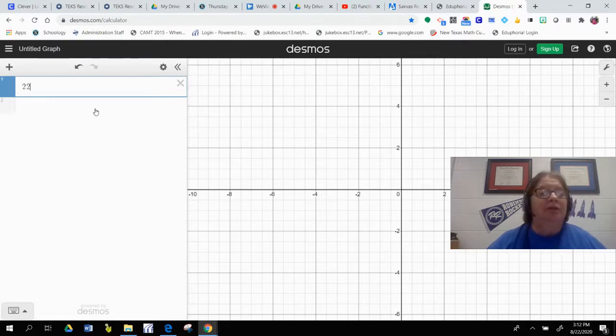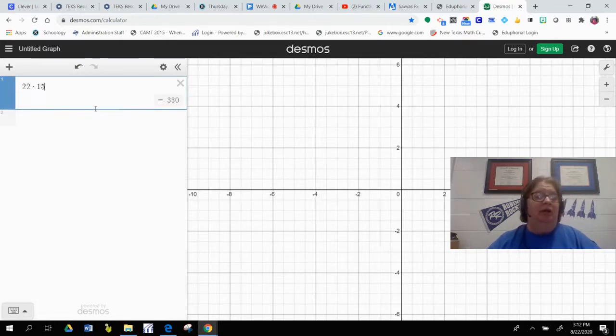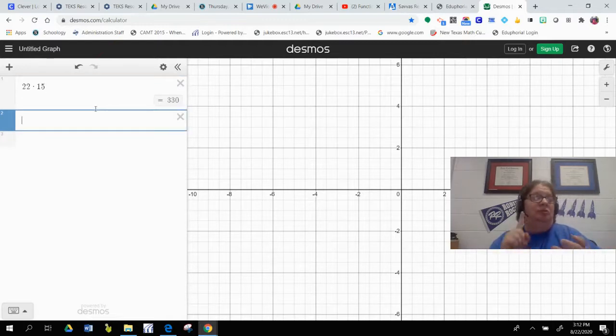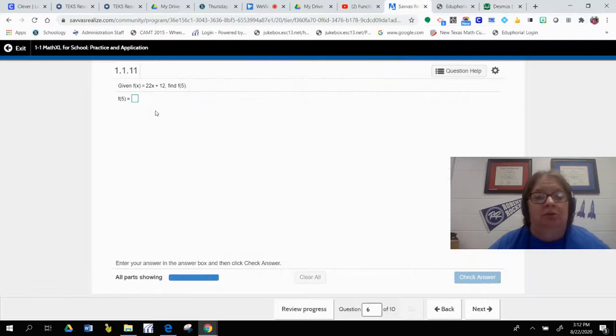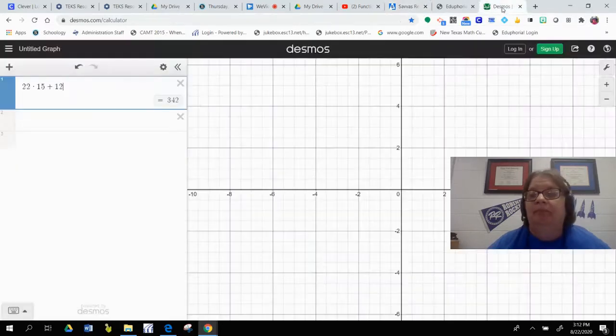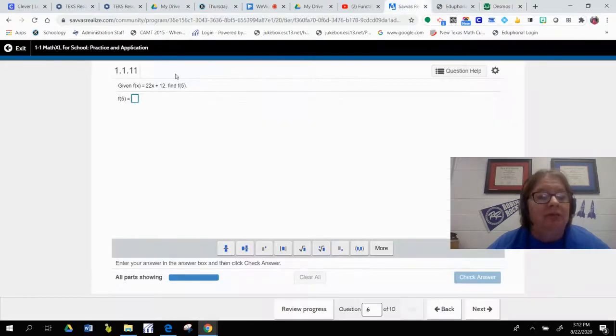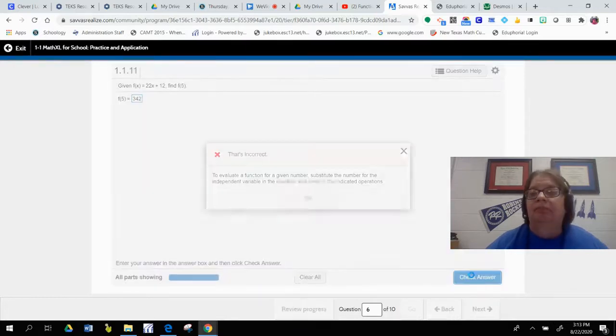342. Okay, so what did I do? I took the 5, I plugged it in for the x. I used my calculator. You can use your phone calculator, you can use Desmos, you can use Siri, however you want. What I need to know is that you know to plug the 5 in for the x. Check answer. That's incorrect. What did I do? Substitute 22 times 5 plus 12. Look what I did. I typed it in wrong. 22 times 5 plus 12 is 122. Thank goodness Pearson gives us another chance. 122.